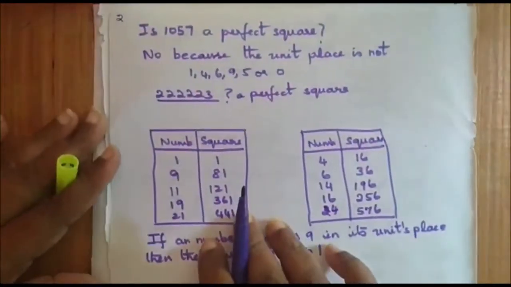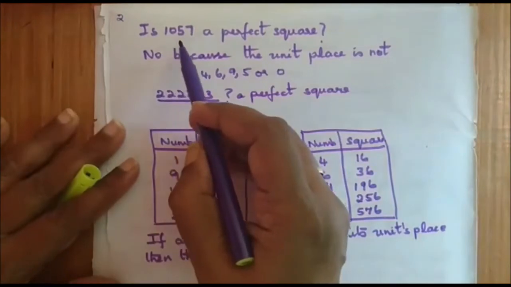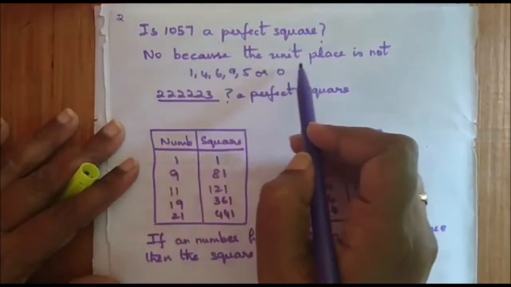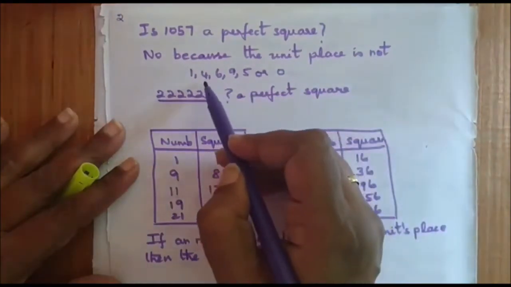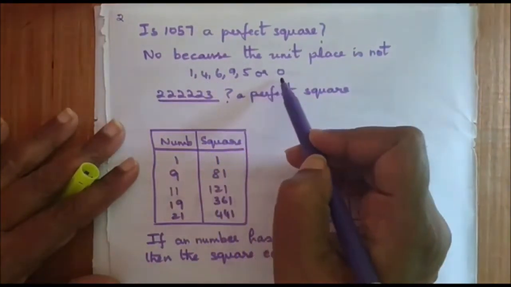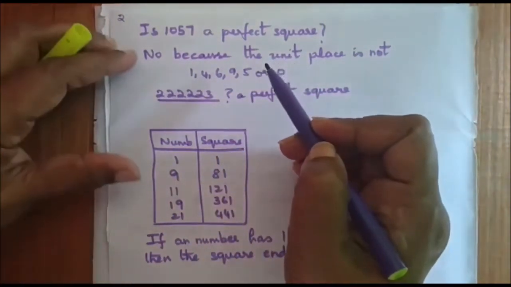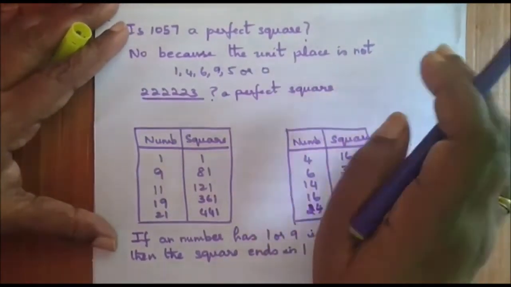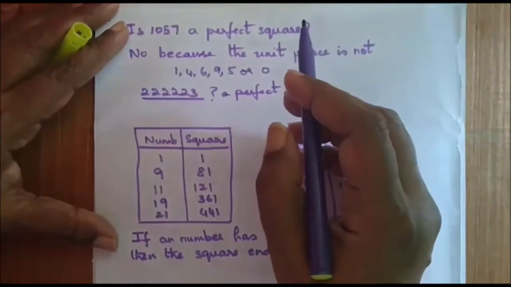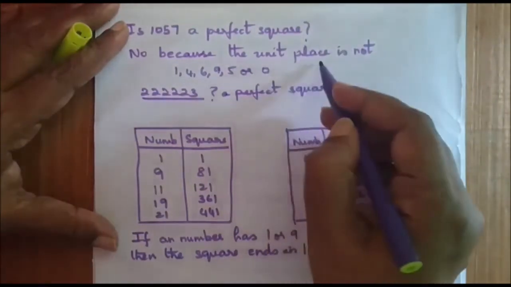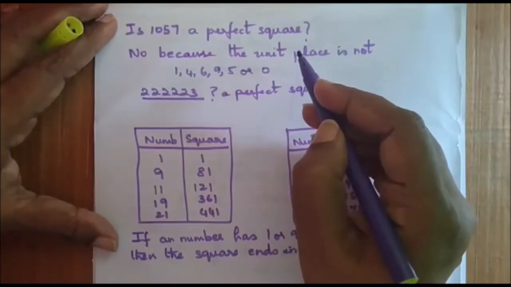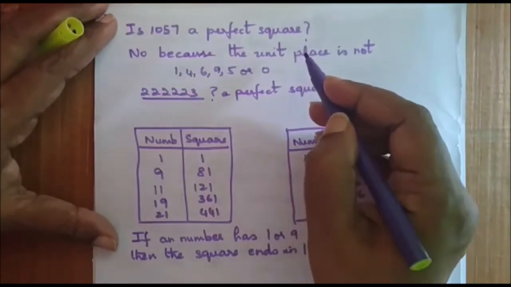Now let us see the next number. Is 1057 a perfect square? No, because the unit place is not 1, 4, 6, 9, 5 or 0. I hope you understood. We now saw that if 1, 4, 6, 9, 5 or 0 comes as the unit place, only such numbers are perfect squares.